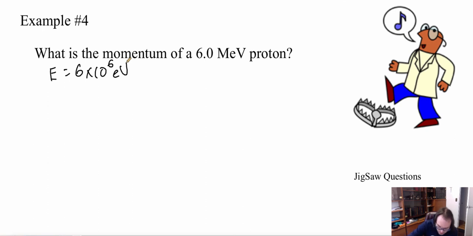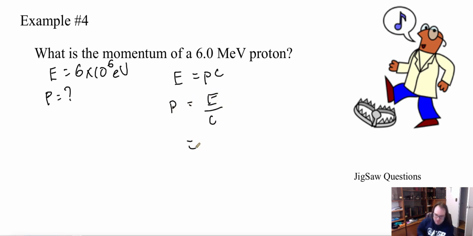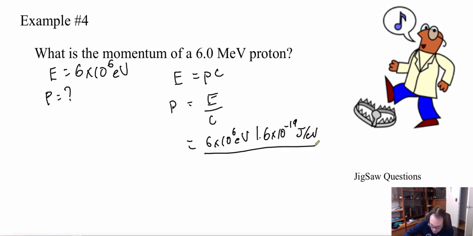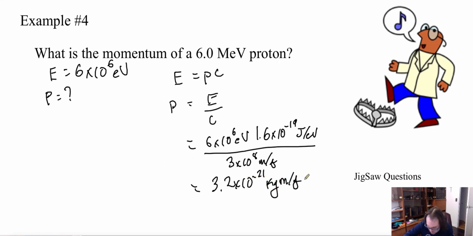So if we're looking at this here, we're trying to figure out momentum, which is equal to question mark. So I'm going to use the formula energy is equal to momentum times the speed of light. So we're going to rearrange this so momentum is equal to energy divided by the speed of light. Now my energy has to be in joules, so I'm going to go 6 times 10 to the 6 electron volts, and we're going to multiply that by 1.6 times 10 to the negative 19, and that's going to be joules per electron volt. And this is all going to be divided by 3 times 10 to the 8 meters per second. When I plug this in, I'm going to end up getting 3.2 times 10 to the negative 21 kilogram meters per second as my momentum.